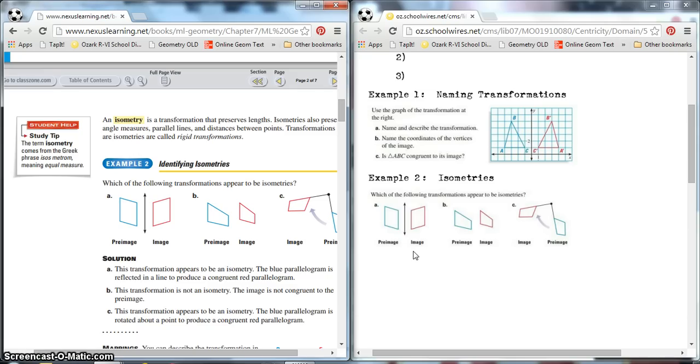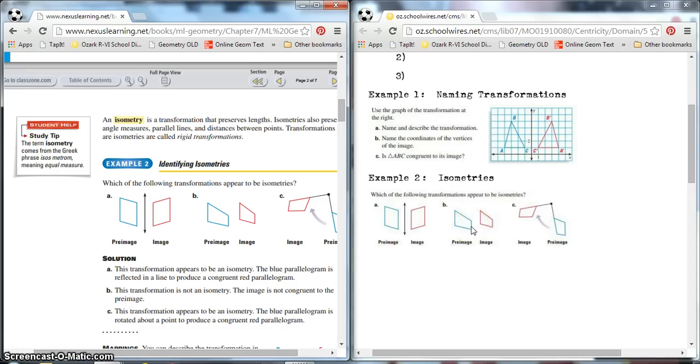So if we go to example 2, example 2 shows you choice A, B, and C. And we have to look at each one of these and decide whether it is an isometry or not. This one does appear to be an isometry because when you reflect this, it looks identical to what it was before. All right, it's reflected over that line and it appears to be exactly the same. So yes, I would put yes, an isometry.